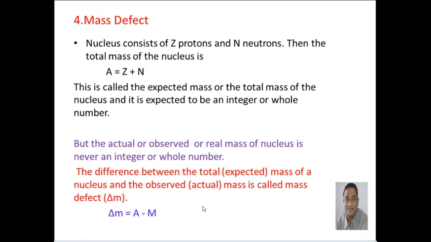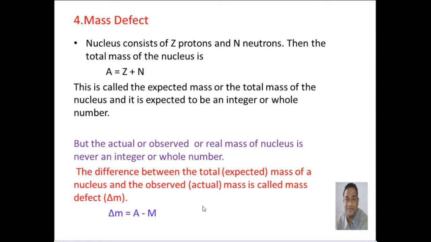Now those who are students of chemistry know that the mass of a particular elemental nucleus is never a whole number. If you are taking oxygen, then it may be 16 point something. If you are taking nitrogen, it may be 14 point something. So the actual or observed or real mass of the nucleus is never an integer or a whole number.